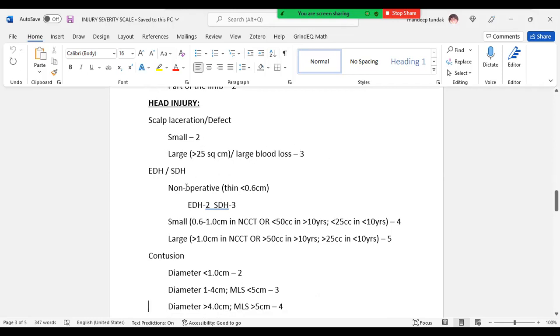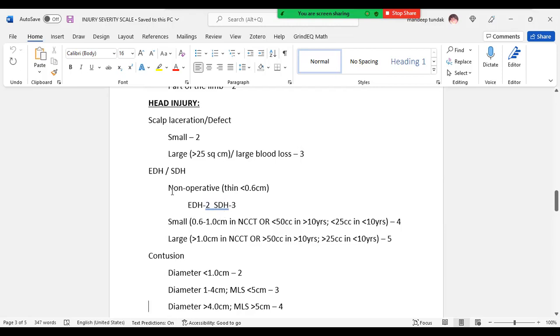For EDH and SDH, if the patient is non-operative and it is thin, with thickness on CT of 0.6 centimeter, for EDH the score is 2 if it is non-operative. For SDH, the score is 3.